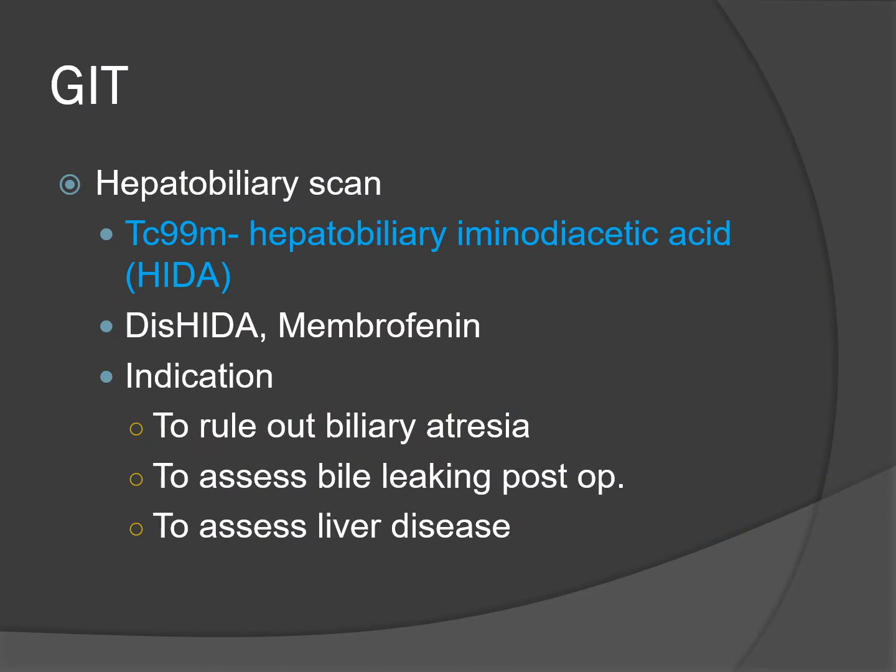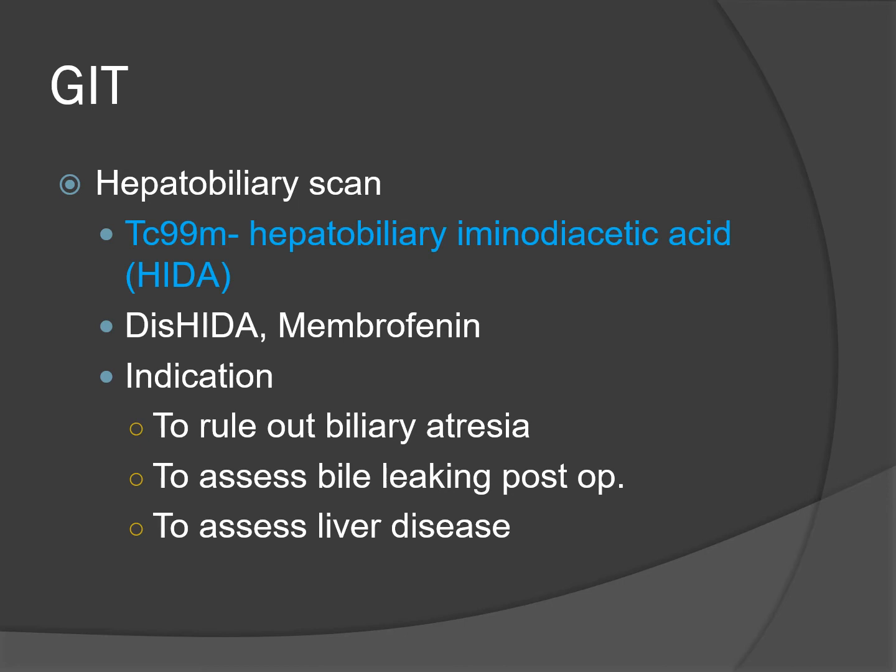Okay, we go to the GIT, gastrointestinal tract. This is one of the main procedures that we do in GIT, the hepatobiliary scan. The indication nowadays is usually to rule out biliary atresia. Biliary atresia is the disease where there is no connection in the biliary tree.